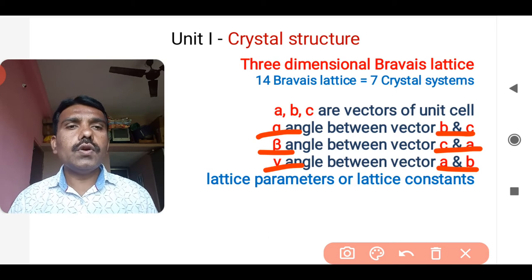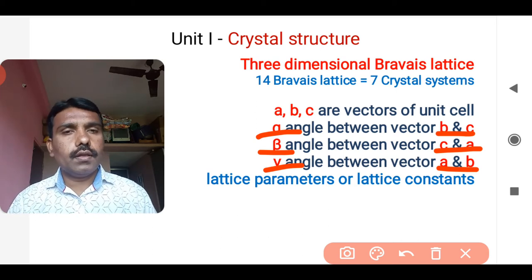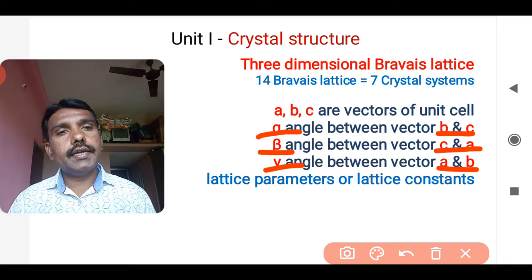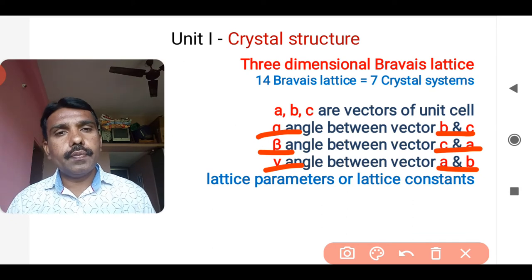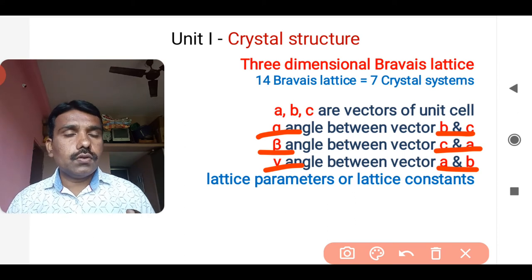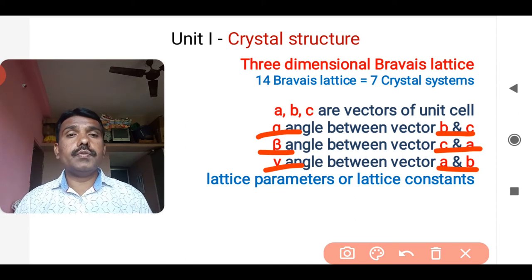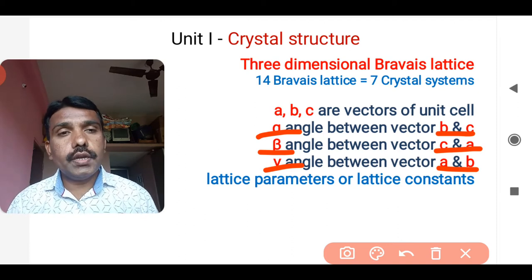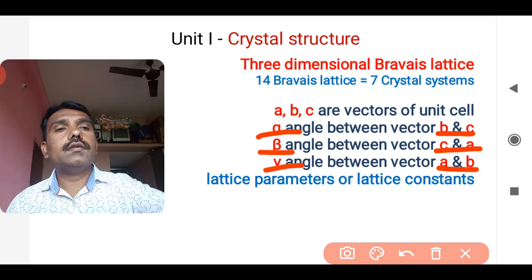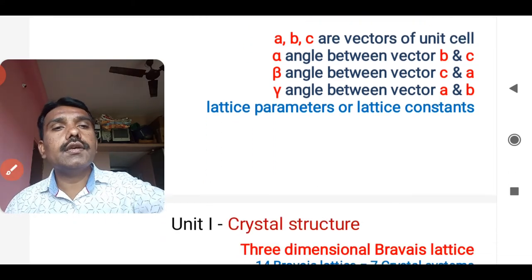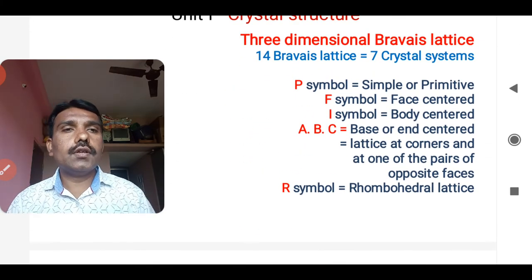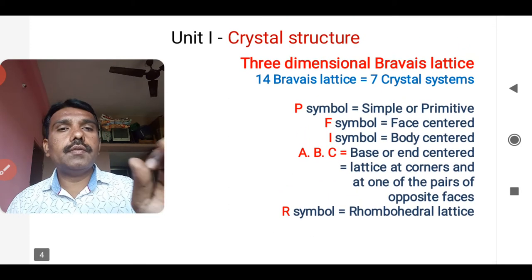Whatever be these alpha, beta, gamma angles, between the vectors B and C, C and A, and A and B, all these parameters, that is alpha, beta, gamma and the vectors A, B, C of the unit cell, are called the lattice parameters, or lattice constants. Not only this, but there are additional notations which are used in the three-dimensional Bravais lattices.